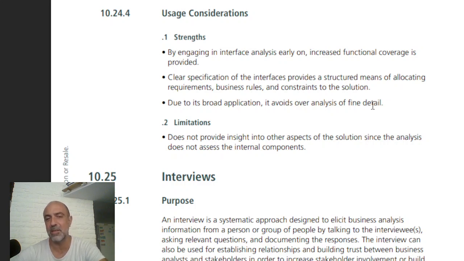Does not provide insight into other aspects of the solution, since the analysis does not assess the internal components. An interface is not really a solution. It's a way to connect to the solution. So it doesn't provide insight into the other aspects of the solution, since the analysis does not assess the internal components. It just assesses how we're doing it, not the value of what comes out of it.